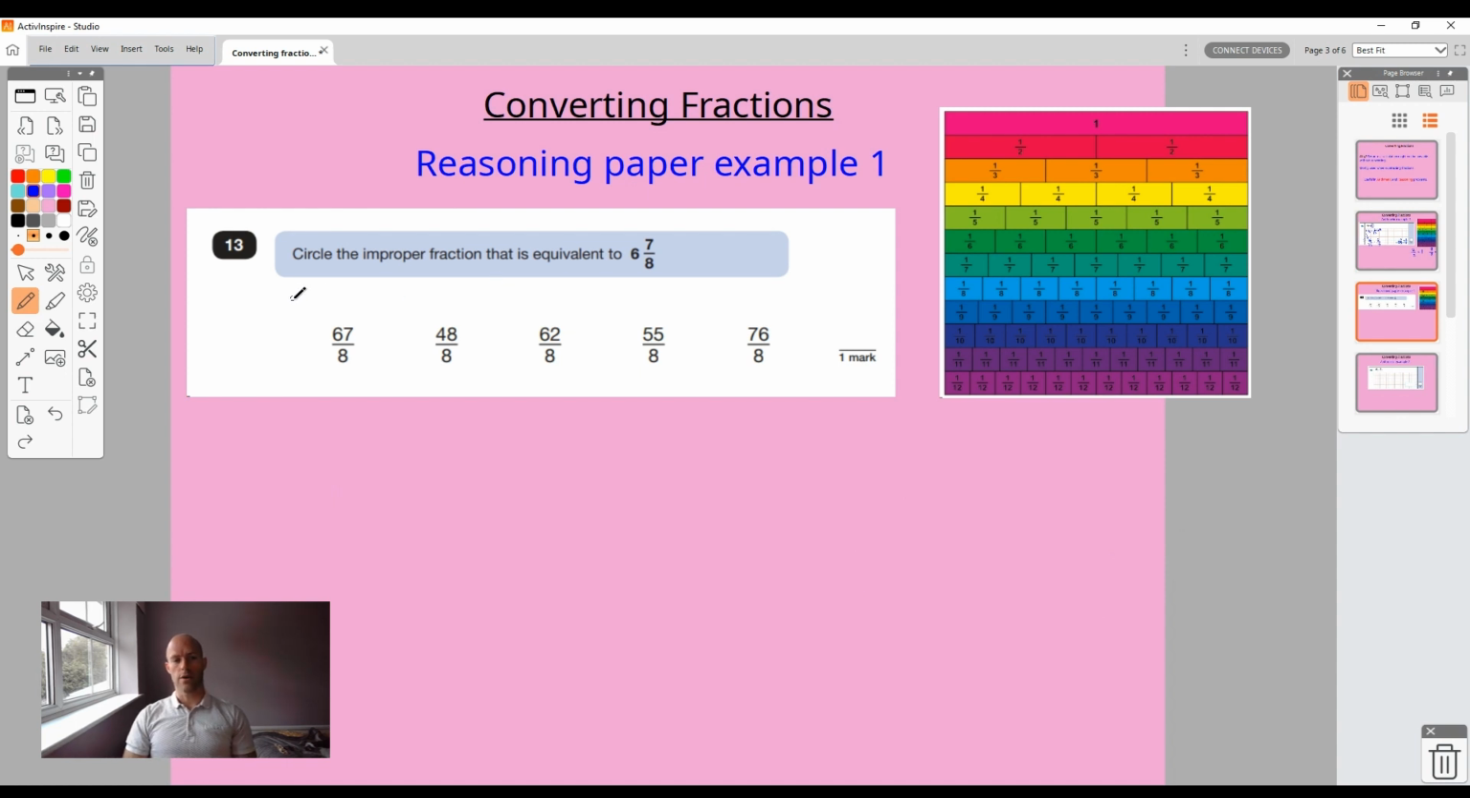Here is a reasoning question from a word problems paper, Key Stage 2, Year 6 level. It says, circle the improper fraction that is equivalent to 6 and 7 eighths.